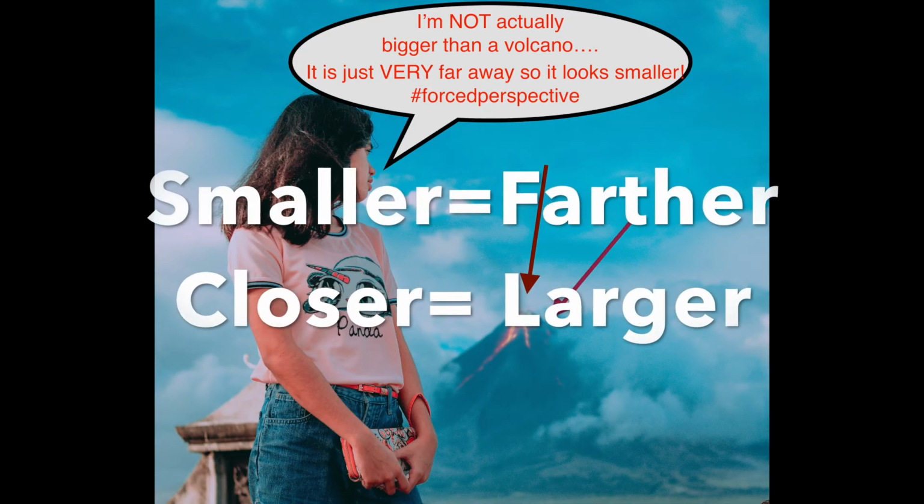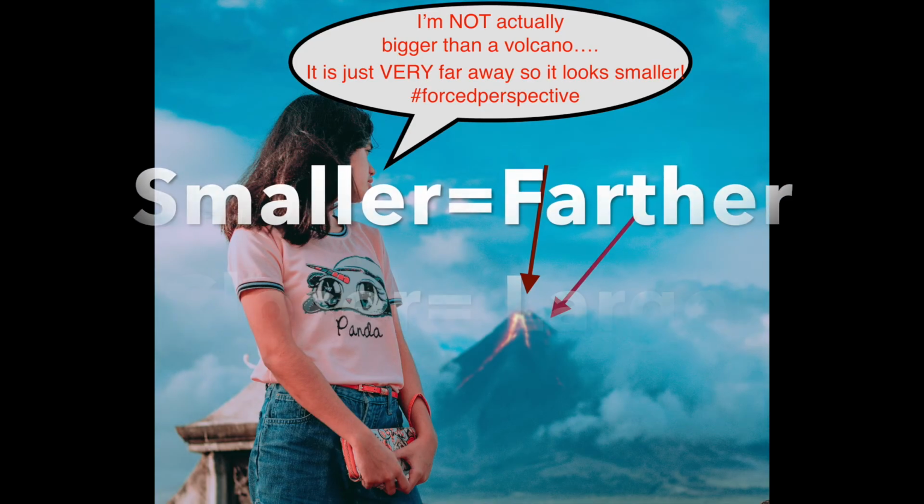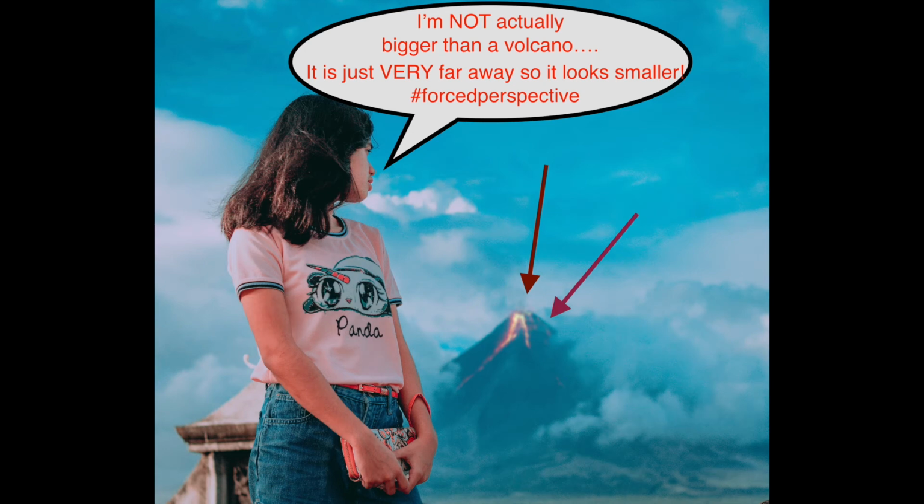When objects are close, they appear larger, and when they're farther away, they appear smaller. This girl is not bigger than an entire volcano, but from our perspective, from where we are viewing this image, we're seeing that the girl is close, so she takes up most of the image. The volcano may be huge, but it's so far away that it appears smaller.